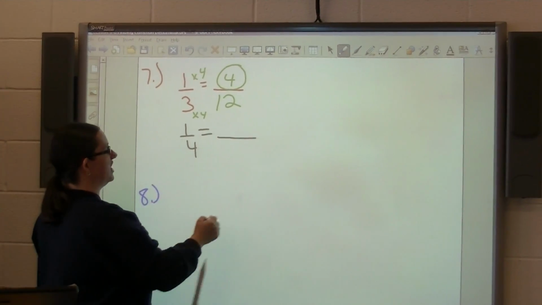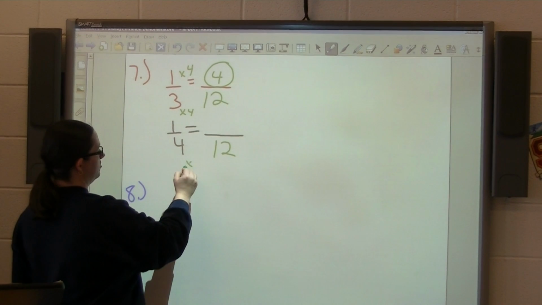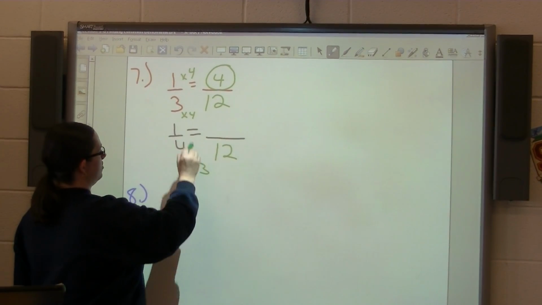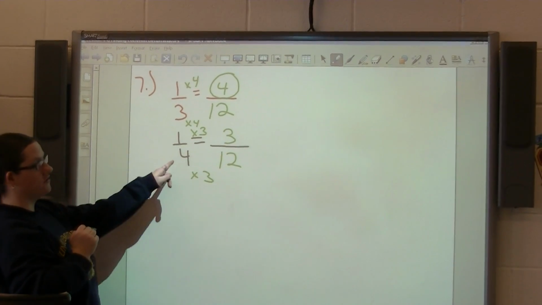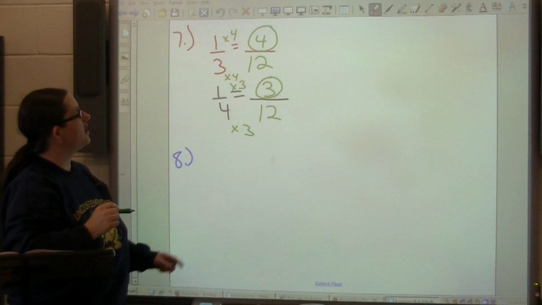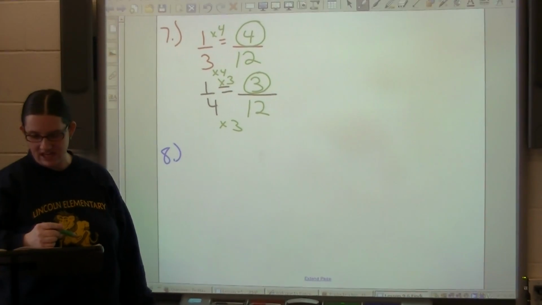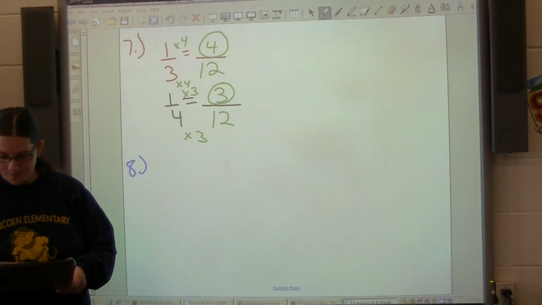Okay, now we need to do the same with 1/4. How many 4ths are in 12? 4 times what gives us 12? 3. 1 times 3 gives us 3. So how many 4ths are in 12? 3. Okay, and we talked about that earlier, and we had the picture at the beginning of our lesson. All right, good job. Number 8.